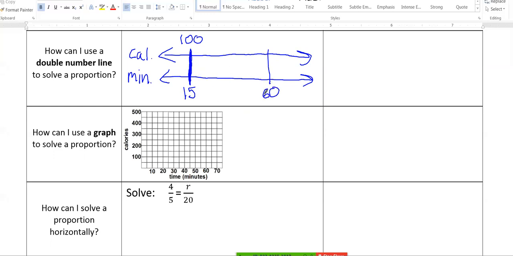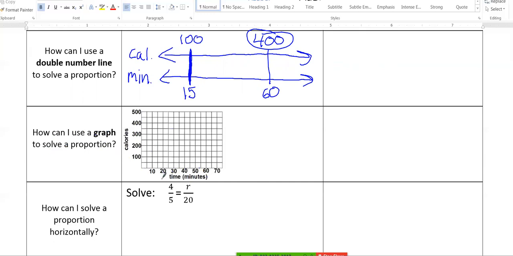How do I get from 15 to 60? You multiply by 4. How do I get from 100 to the mystery number? You multiply by 4, you get 400. So 400 calories in 60 minutes, or 400 calories in 1 hour. Same thing with a graph. You could use the graph, as you can see. Well, how can I use a graph to solve a proportion?